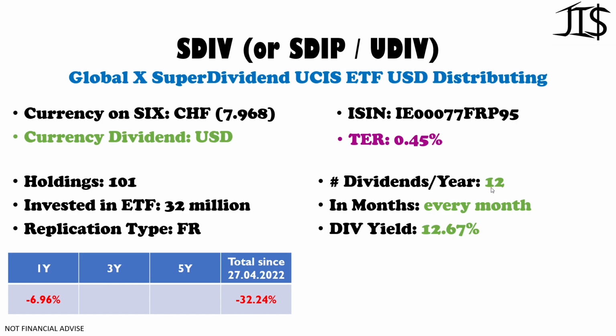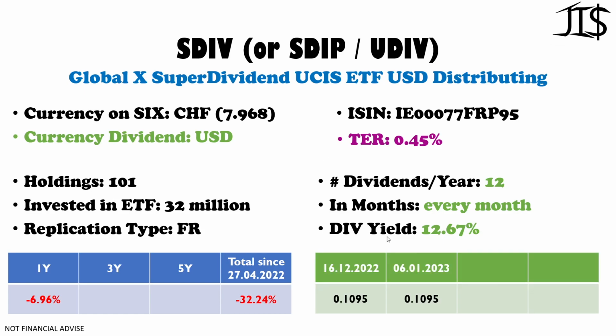It pays out 12 dividends per year, so every month. That's really nice when you want income every month. And the dividend yield is exceptionally high, so it's indeed super dividend. But yeah, it's always 0.1, 0.1, and the other information on the SIX website, you can't find the information on just ETF.